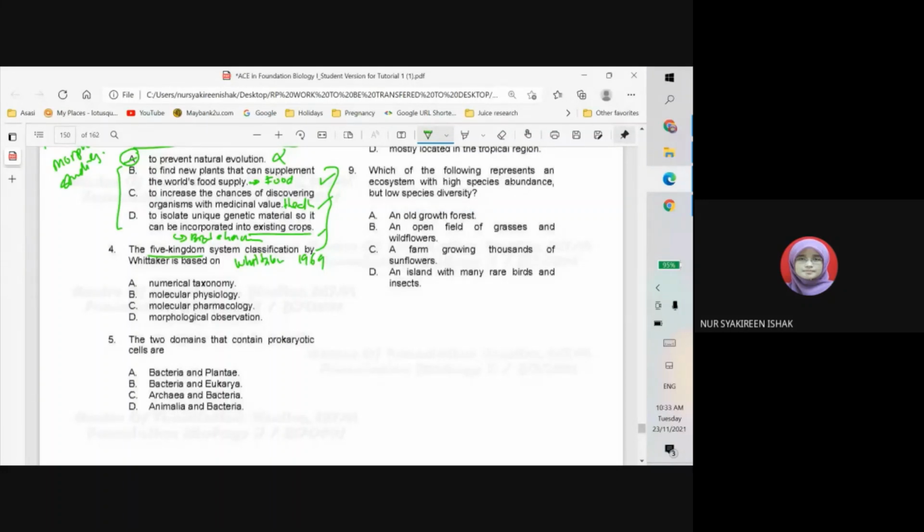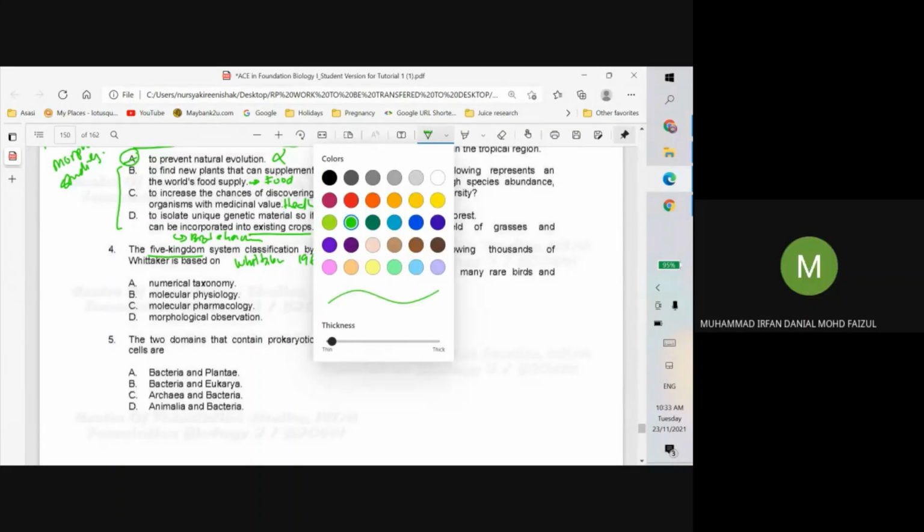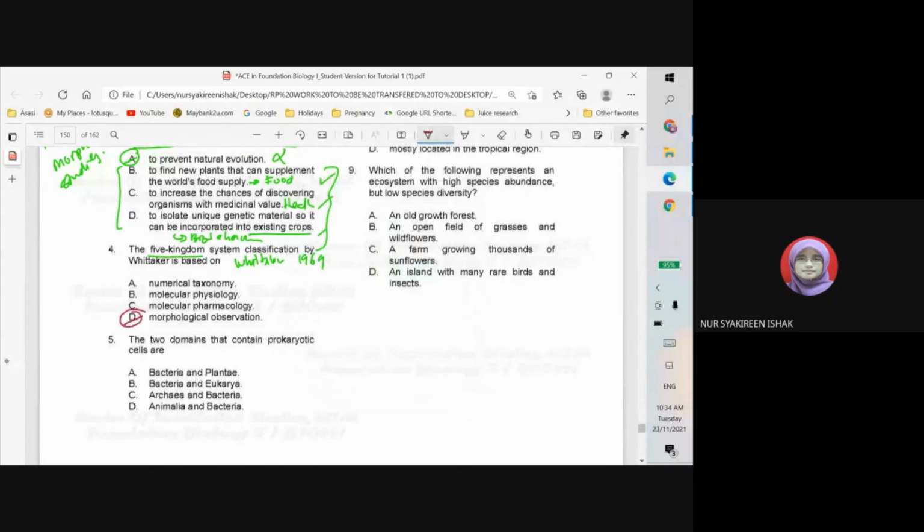Alright. And then the 5 kingdom system classification by Whittaker is based on what? Tadi saya dah cakap based on what? Morphological observation. Ingat 5 kingdom by Whittaker adalah sebelum 6 kingdom. So dia berdasarkan pemerhatian awak. Organism ni ada 4 kaki ke? Organism ni ada bulu ke tak? Macam tu kan. Organism ni muka dia muncung ke tak kan. So you look at the morphology of the organism. Organism ni ada beak ke tak? That is morphological observation kan.